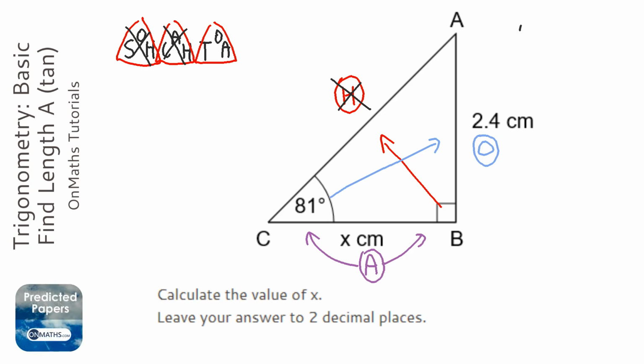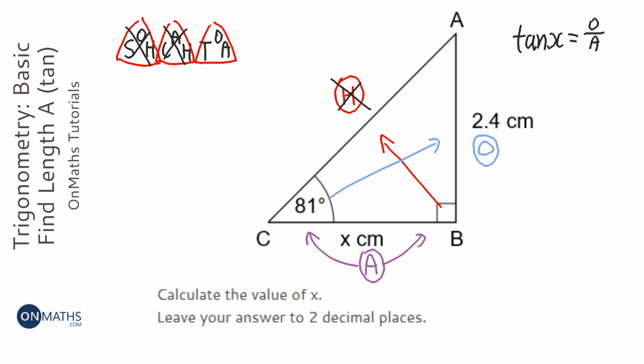Now some of you at this step will just write down tan x equals O over A and continue, and that's absolutely fine by substituting the values. I'm going to do a slightly different method. I'm just going to do a big triangle and I'm going to put in the values into this triangle.